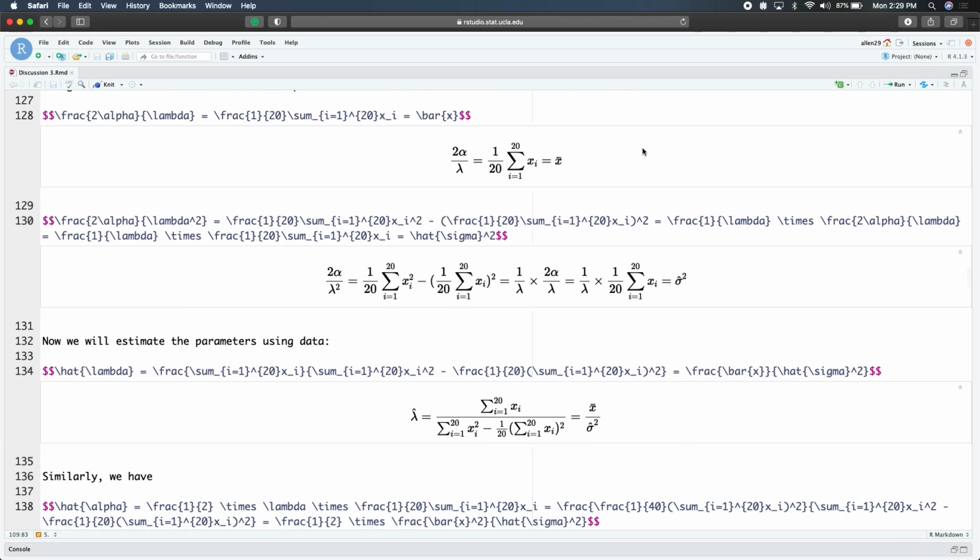What we're doing here is just matching all the moment terms together, listing the equations, and then solving for the individual unknown components. Now we have 2 equations and 2 unknowns, alpha and lambda. In this line here, we solve for lambda. You can just rearrange the terms. For example, 1 over lambda x bar is equal to sigma square hat, so lambda is equal to x bar over sigma square hat.